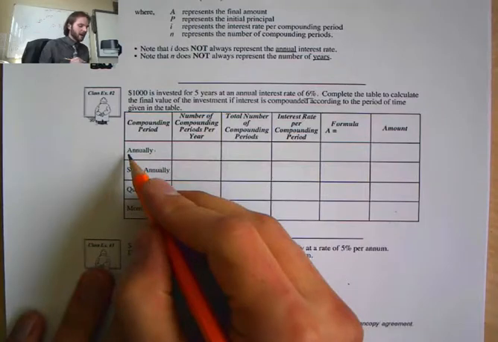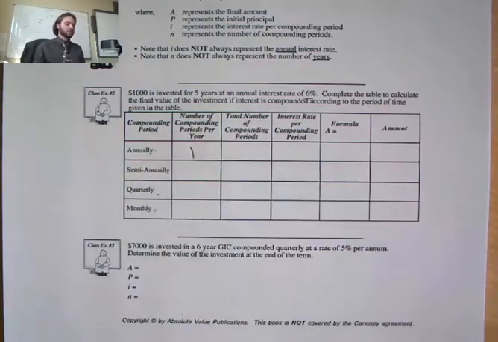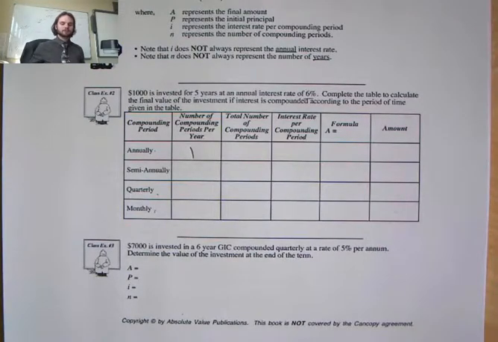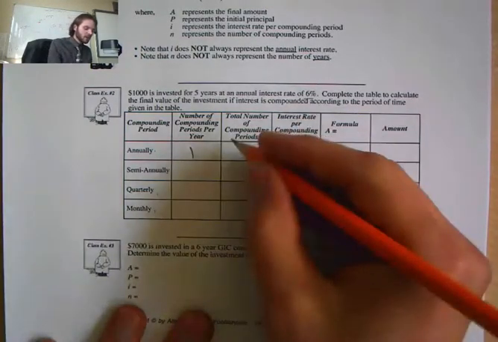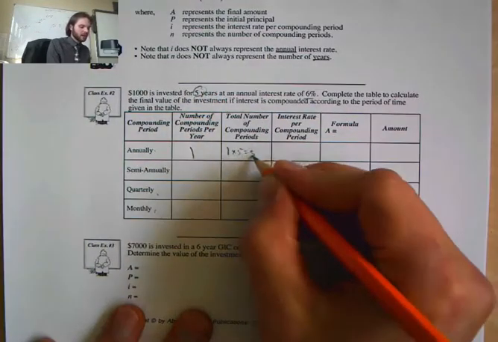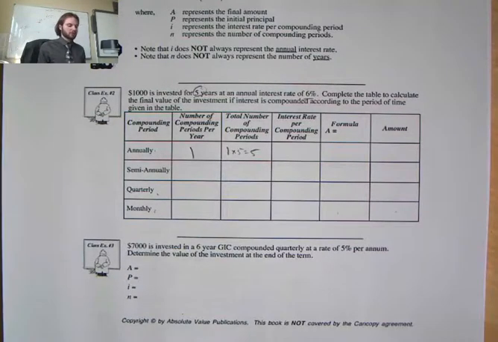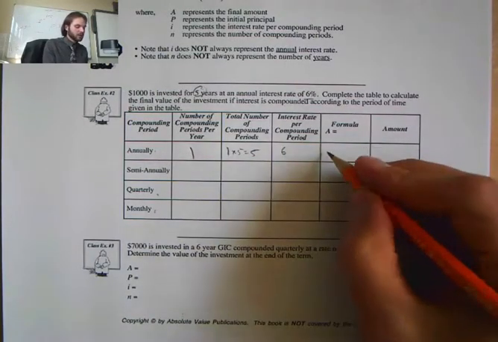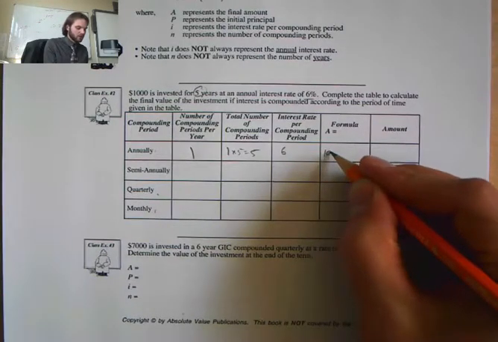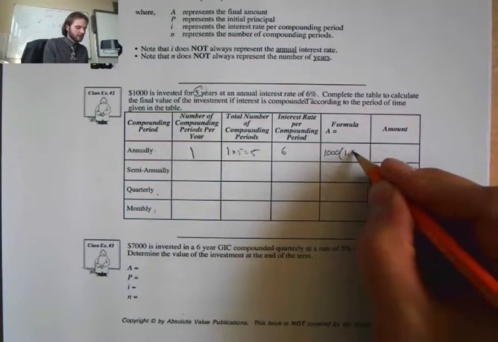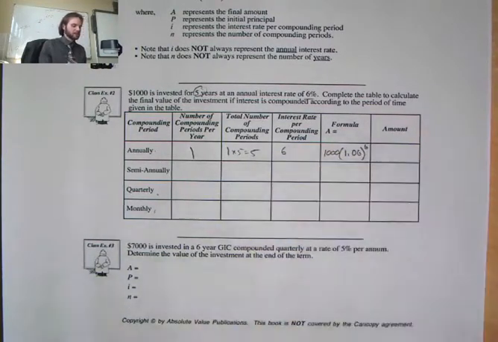So first of all, we have annually. Well, how many times is that? That's 1 time per year. So the total number of compounding periods is going to be 1 period times 5, because it's over 5 years. 1 multiplied by 5 is equal to 5. So the interest rate per compounding period, well, it's going to be 6%. So my formula here is going to be A is equal to 1,000, which is what we're starting with, multiplied by 1.06 to the power of 6.